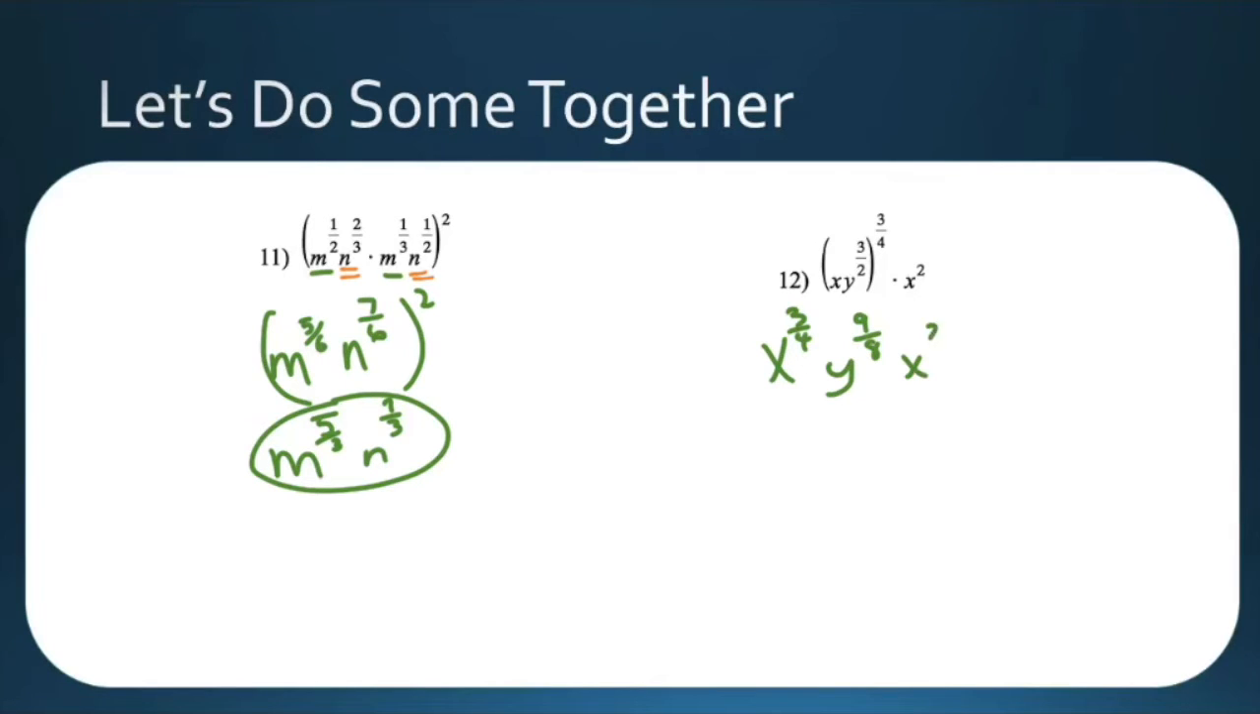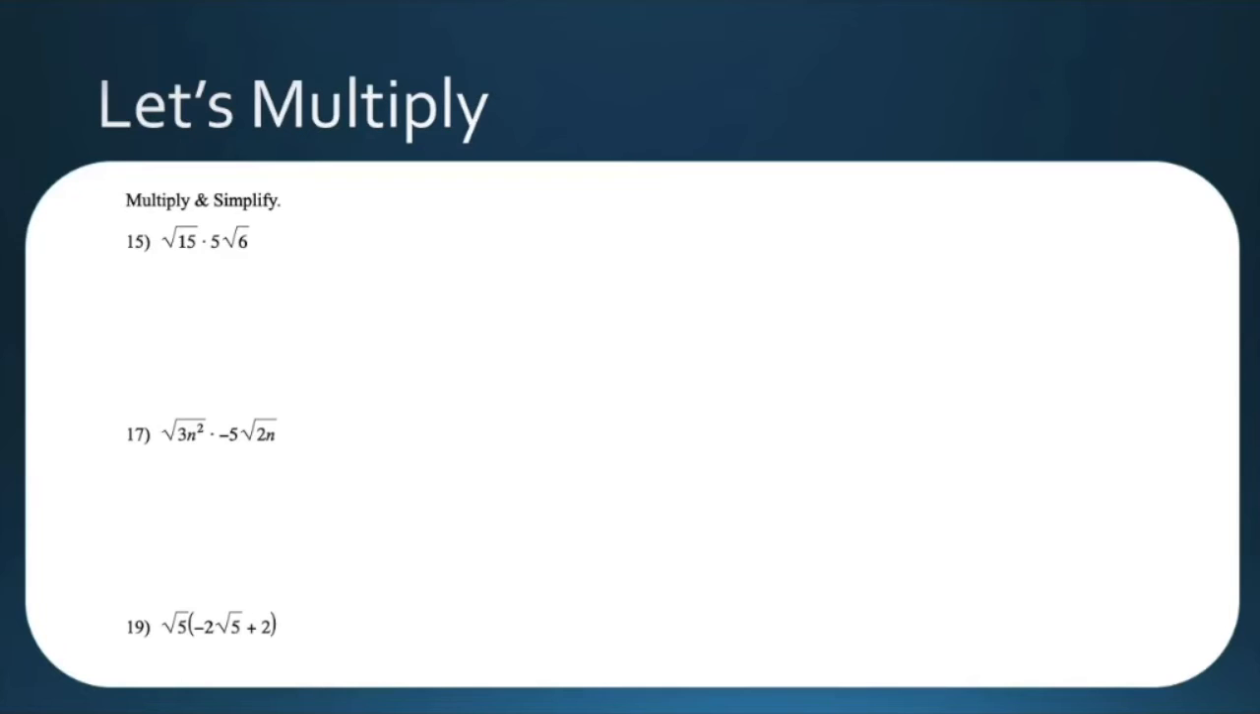Do we agree that it's 9/8? Then x squared. Can I combine something together? The x squared and the x squared. Yes. What do I do with the 3/4 and the 2? You add them, right? That's correct. 11/4. That's what I got. X to the 11/4, y to the 9/8. All right, we're going to do number 15.